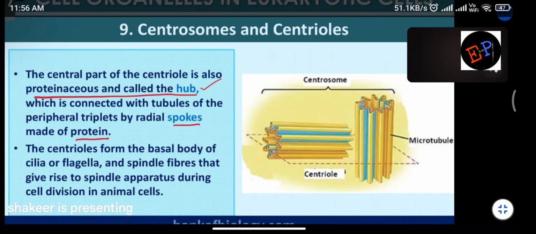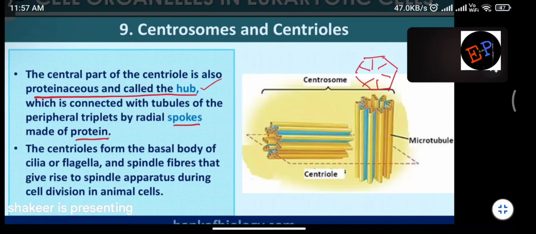And inside this hub also, you can find spokes which are emerging from the fibrils. Are you able to understand? It means, for example, this will be the shape, approximately. From each triplet also, again, you can find some spokes which are coming out. And all these spokes are connected inside the hub. And what is the hub? The region inside the centrosome, which is made up of proteins.